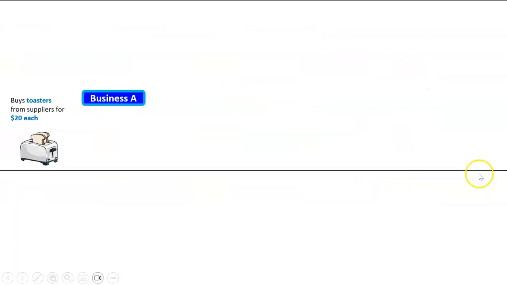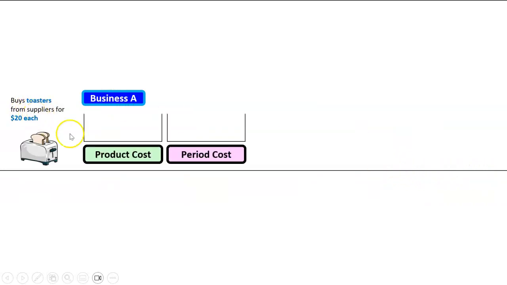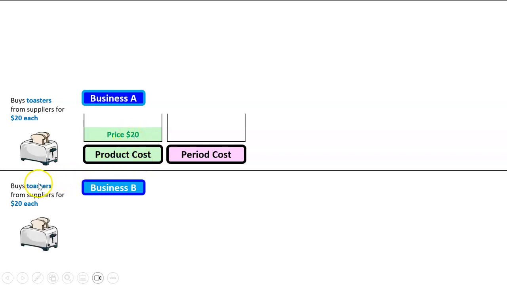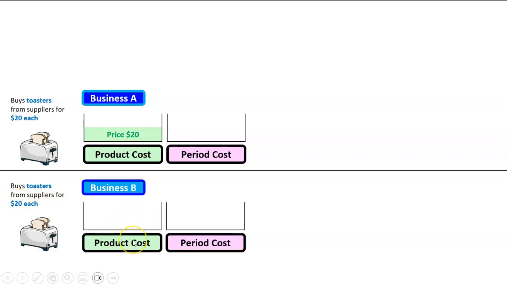Now, our final example is kind of a complicated one. Let's take business A. It buys toasters from suppliers for $20 each. Well, clearly, the purchase price for business A, part of the product cost, is its price of $20 per unit. Business B also buys the exact same toasters from suppliers for $20 each. So for them, the product cost here would also be $20. So far, no difference. Let's look at the delivery.